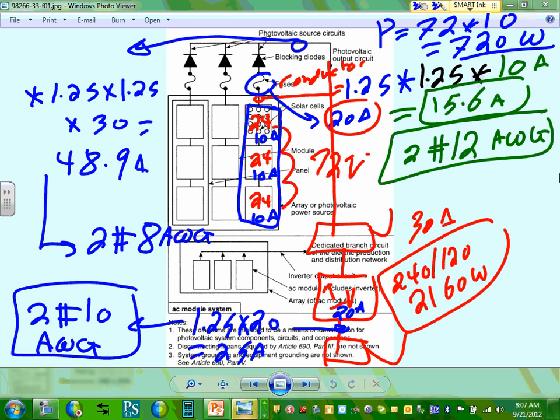Can anybody tell me what the disconnect size is here? I also have a disconnect. I need a disconnect at this inverter. If my amperage is 25, what do you think the disconnect on the AC side is going to be? The next size up after 25 is what? 30 amps. A 30 amp disconnect. You have just sized a PV system.